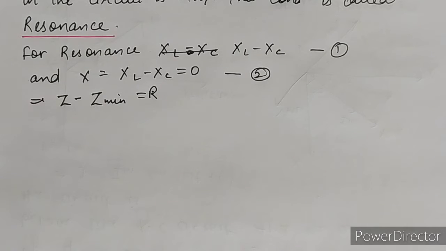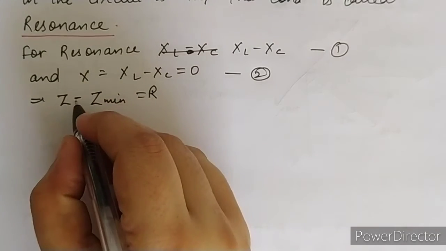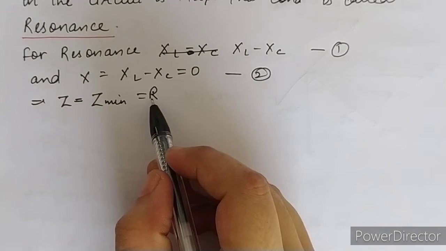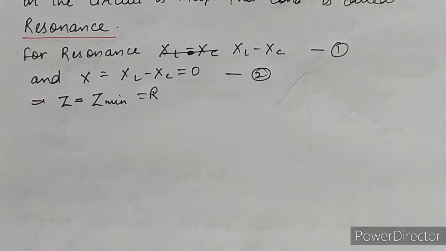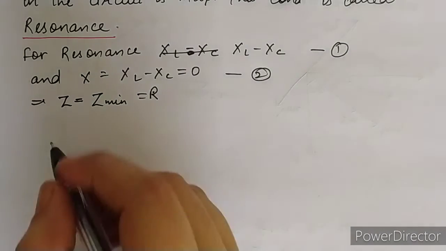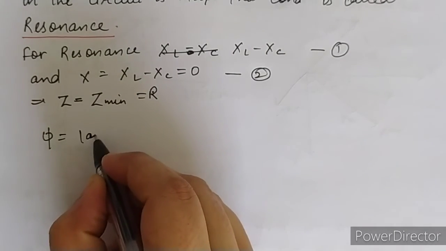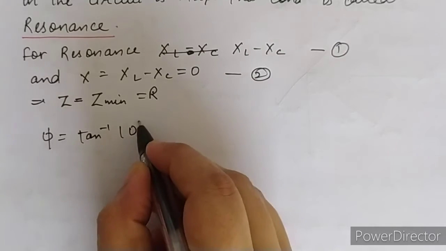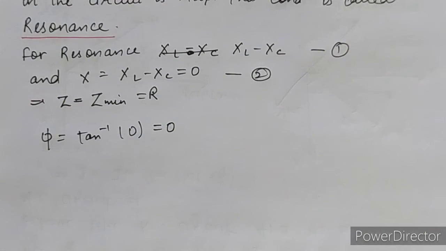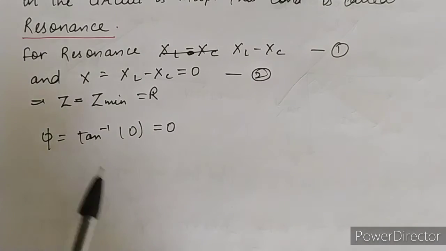Okay, clear? So which means that the impedance of a circuit will become minimum and equal to your resistance. Clear? Now we will also calculate that phi will be tan inverse 0, and it will be the value 0. It means, beta, that the resultant voltage and resultant current are in the same phase.